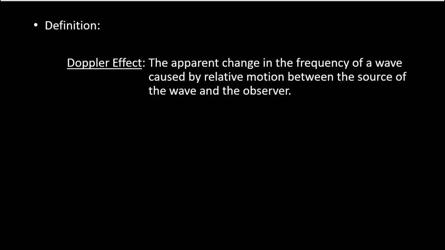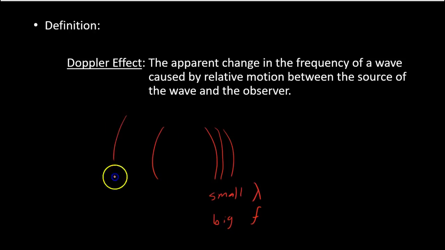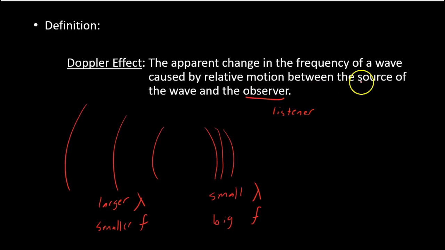And again, it's all about looking at when you have relatively small wavelengths, small lambda means bigger frequencies, and on the backside they're more spread out. So you have larger lambda, so smaller, lower frequencies. It's relative motion between the source of the wave and the observer. This is the listener. This is like the truck. All right, that's our definition.